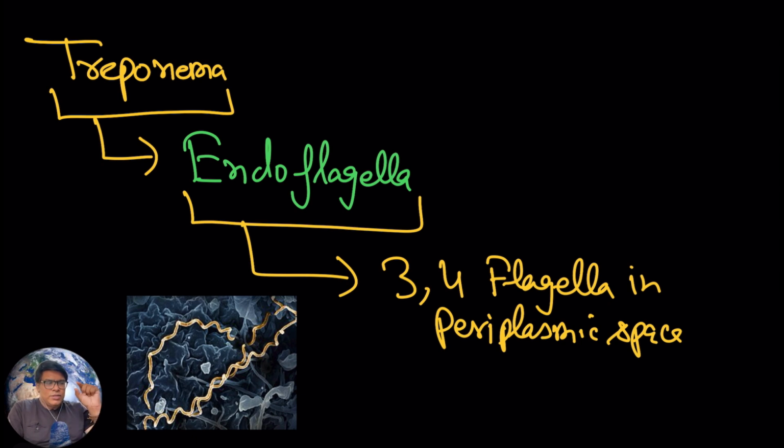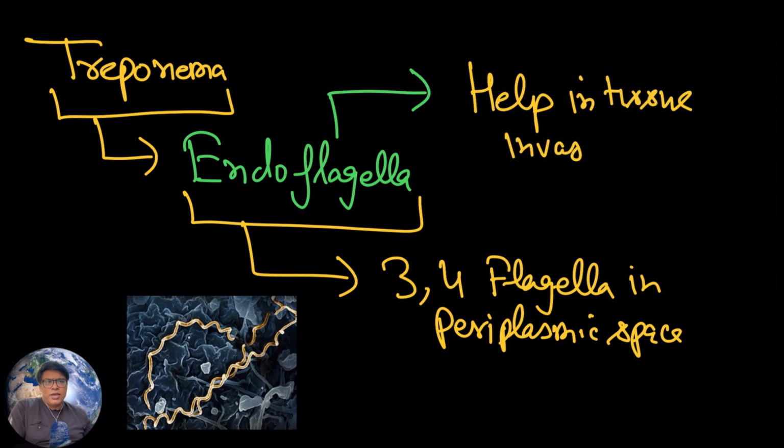In between the cell wall and plasma membrane, you are going to have space, and this space is known as periplasmic space. Within the periplasmic space of Treponema, we are going to have 3 to 4 flagella, and these flagella are endoflagella. These endoflagella help this bacteria in tissue invasion. If the bacteria has to pass through any kind of tissue, they can do this with the help of endoflagella.